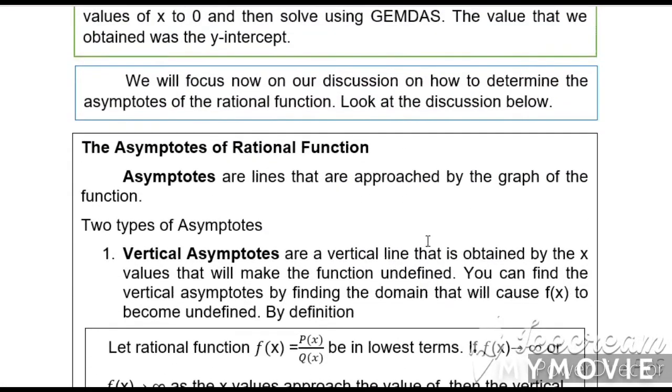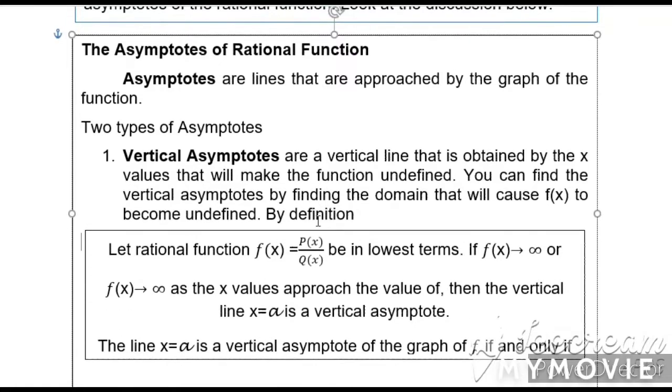Okay, for day 2 activities, the asymptote of rational function. We have the vertical asymptote and the horizontal. So asymptotes are lines that are approached by the graph of the function. Two types of asymptotes. Vertical asymptotes are a vertical line that is obtained by the x values that will make the function undefined. You can find the vertical asymptotes by finding the domain that will cause f of x to become undefined.